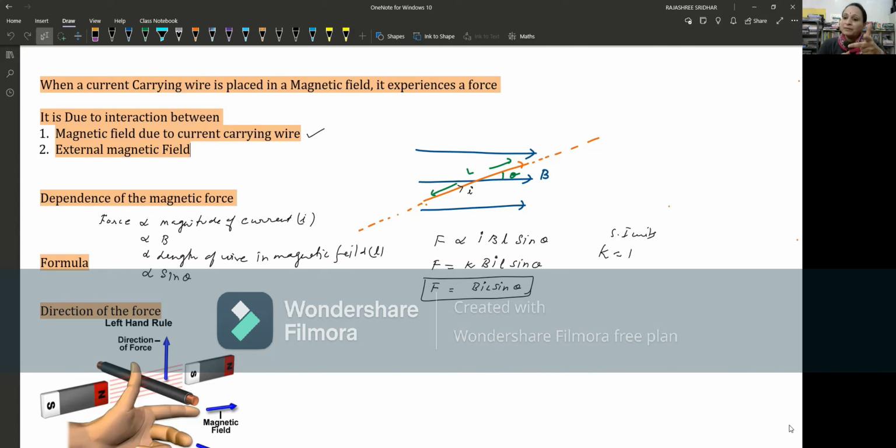the thumb. So you can remember this way: father, mother, child, right? The thumb is the father, the index finger is the mother, and C is the current. F is force, M is the magnetic field, and this is the current. Okay, just place this and you will get the direction, right? Okay.